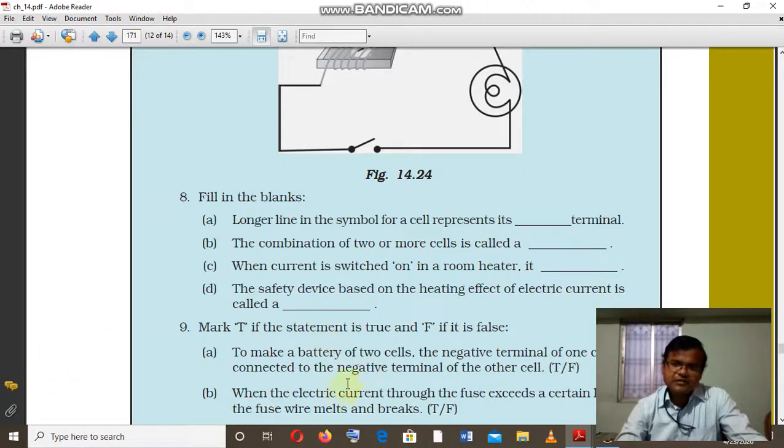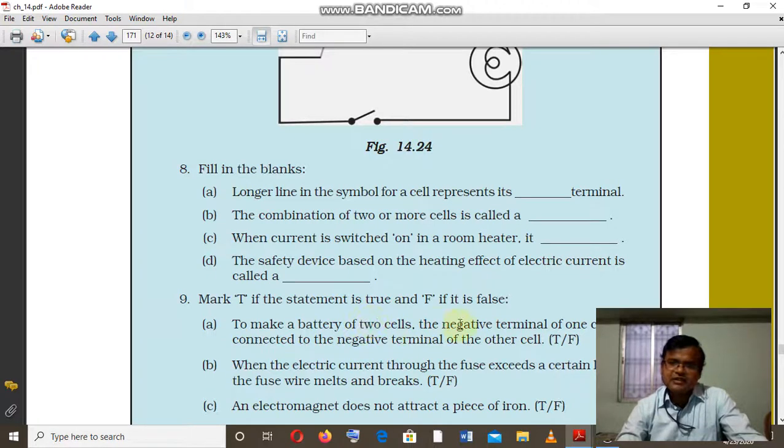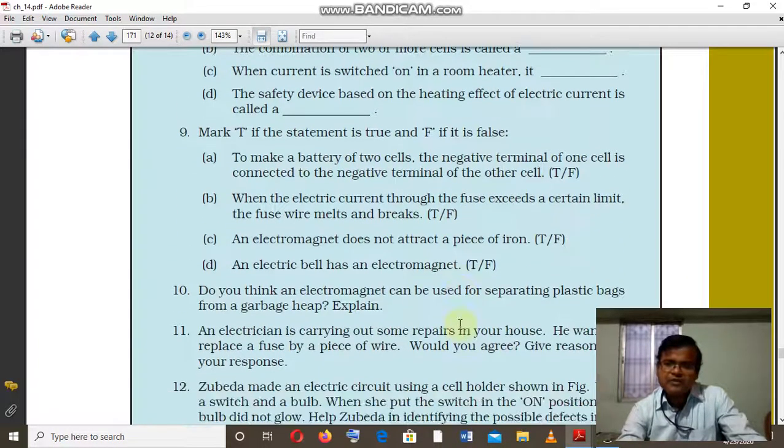Question number 9. To make a battery of two cells, the negative terminal of one cell is connected to the negative terminal of the other cell. False. The negative terminal of one cell must be connected to the positive terminal. B, when electric current through a fuse exceeds a certain limit, the fuse wire melts and breaks. True. C, an electromagnet does not attract a piece of iron. This is false. It can attract.